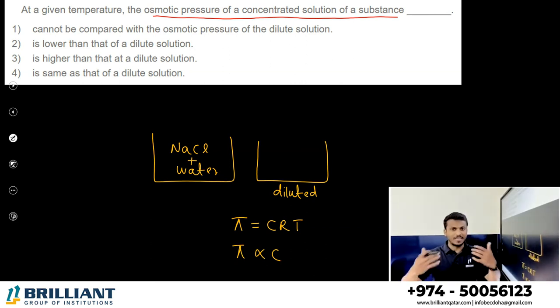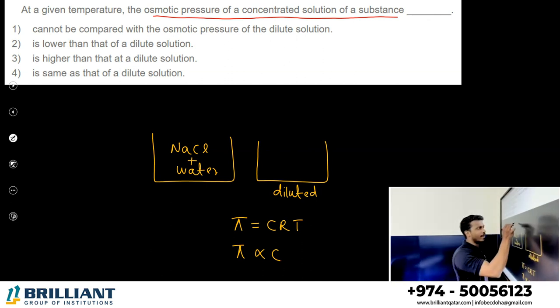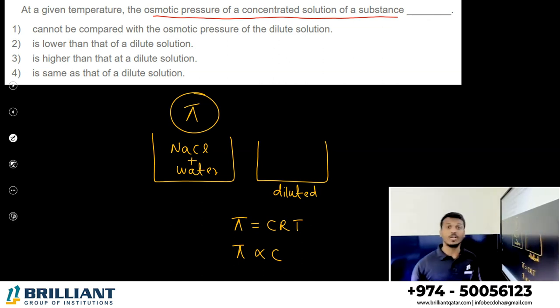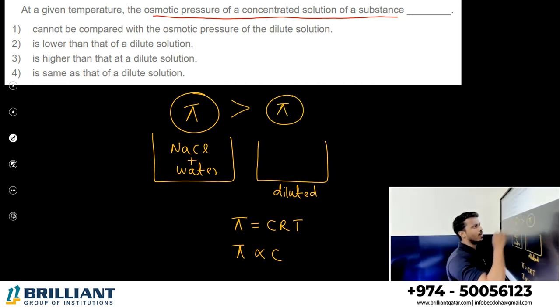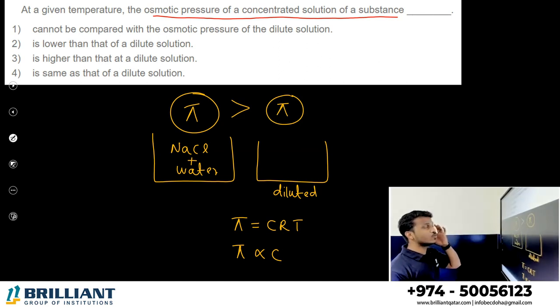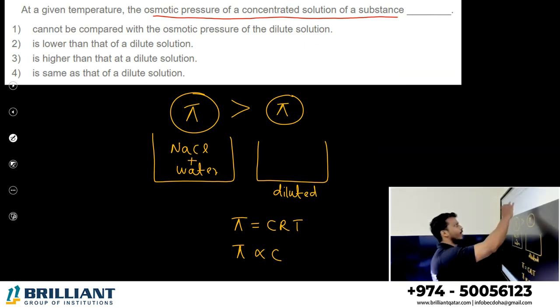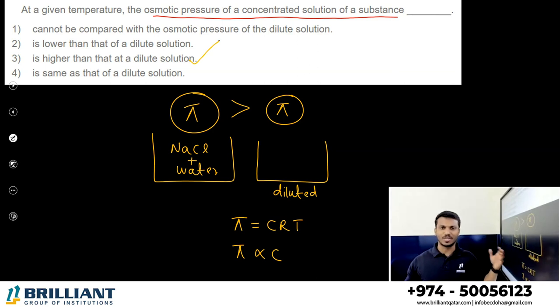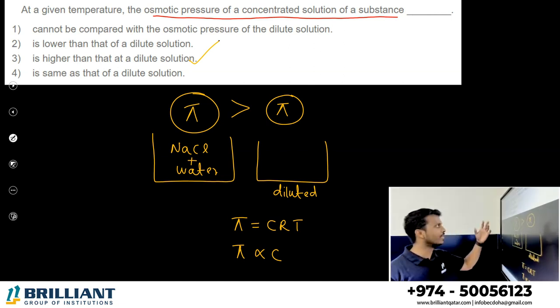So as concentration increases, the number of particles increases, and osmotic pressure gradually increases, correct? So we can say the osmotic pressure of the concentrated solution is greater than that of a dilute solution, correct? When you consider the osmotic pressure of a concentrated solution of a substance, it will be higher than that of a dilute solution, because the concentrated solution contains a greater number of particles. Osmotic pressure is a colligative property, right? It is directly proportional to concentration, right? Concentration increases, osmotic pressure is greater. Option C is the correct answer.